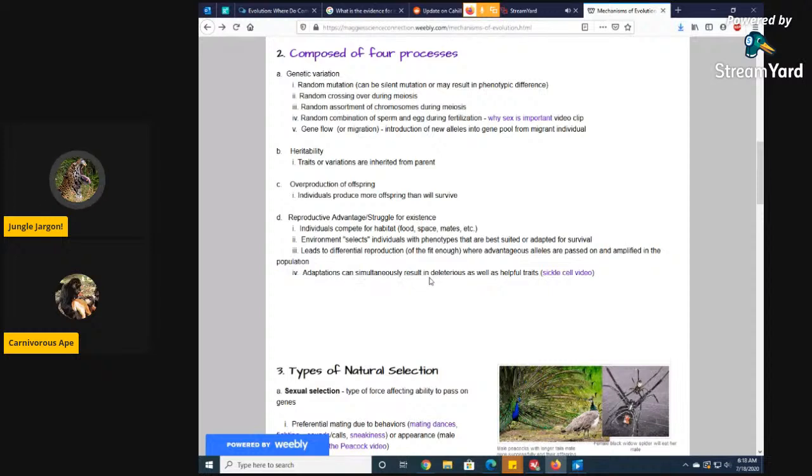Adaptations can simultaneously result in deleterious as well as helpful traits, such as sickle cell anemia. Okay, so it's reproductive advantage, struggle, overproduction of offspring, heritability, genetic variation. Okay.